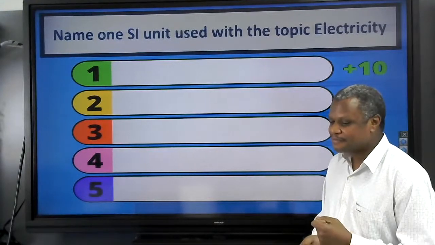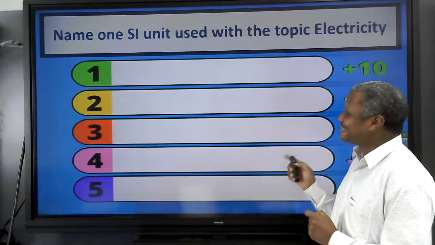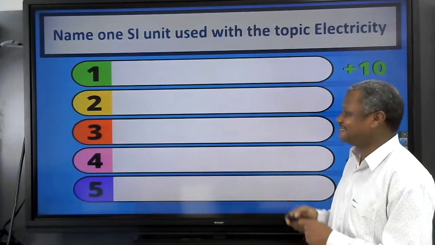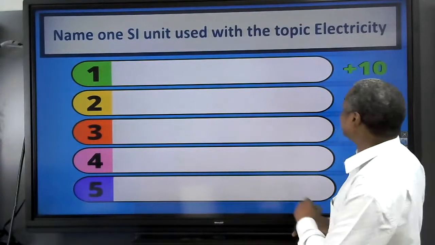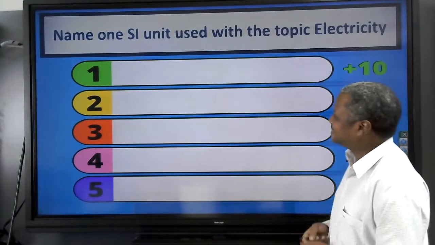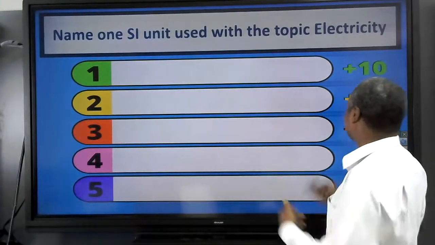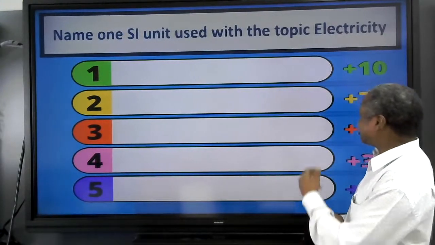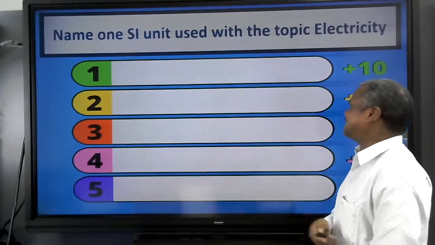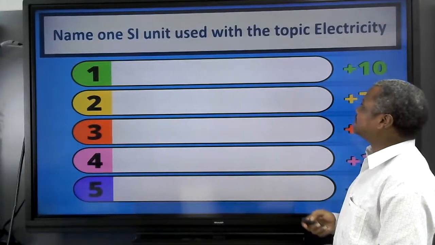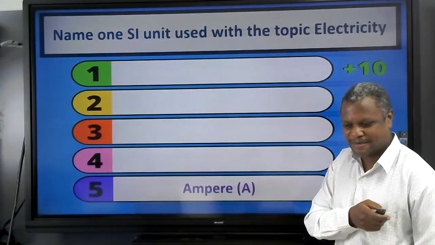Okay. Now let me explain one more time. Remember that the answer that you give will determine the points that you get. For example, if your answer is a complex answer, it's 10 points. If it's an easy answer, you get about 7 points. If it's a very easy answer, you get about 5 points. Now, for example, let me give you one. Name one SI unit used with the topic electricity. One is ampere. Ampere is an easy one. Another one?